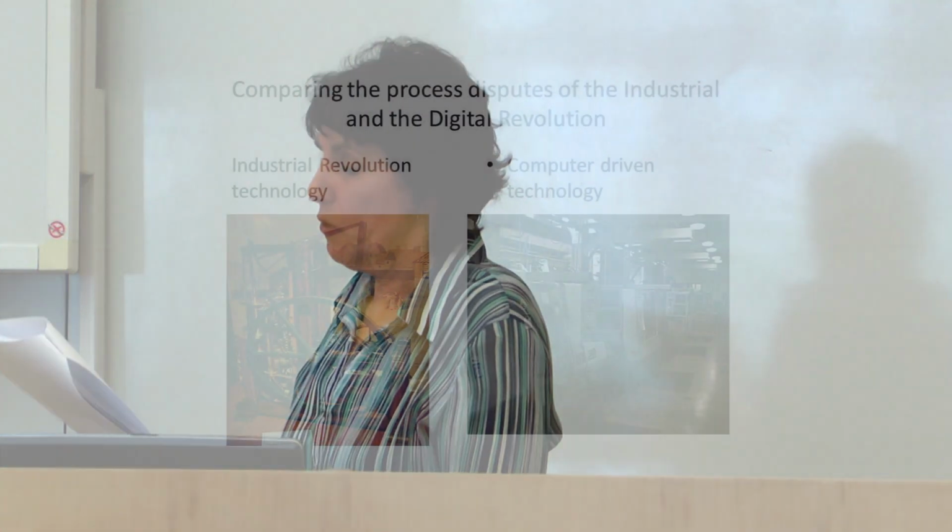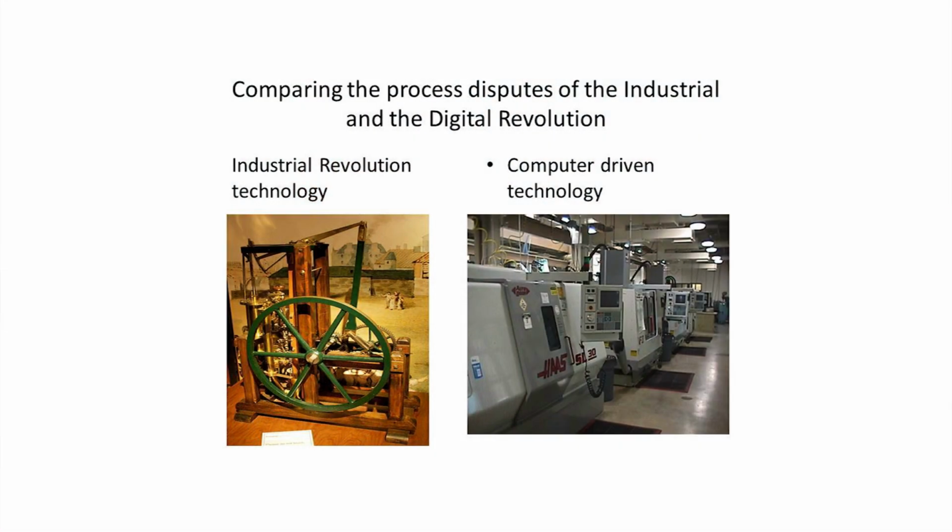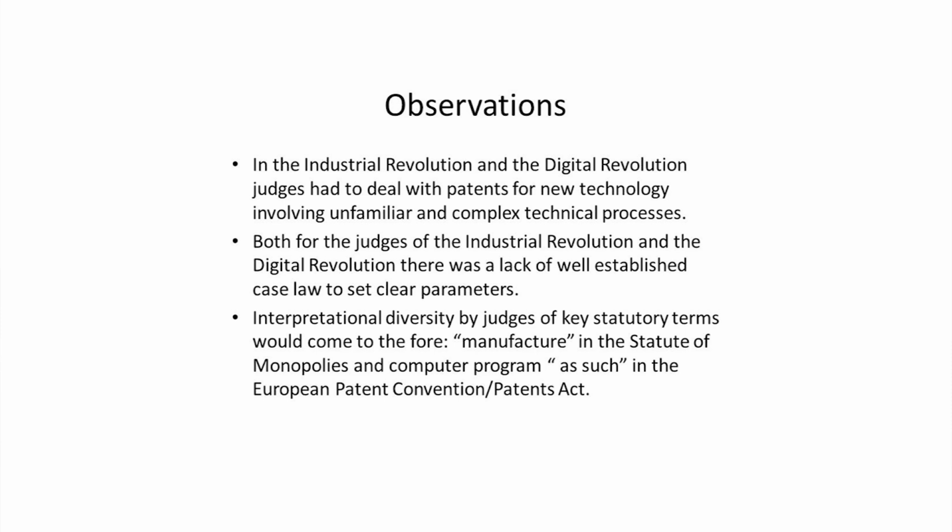Comparing the process disputes in the Industrial Revolution and the disputes on the patentability of computer programs, several observations can be made. Each statute brings to the fore its own interpretational difficulties for judges. English judges in the 18th century had to develop the legal concept of what constituted a manufacture in the Statute of Monopolies 1624.